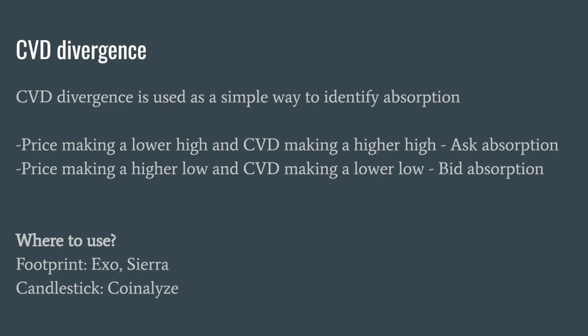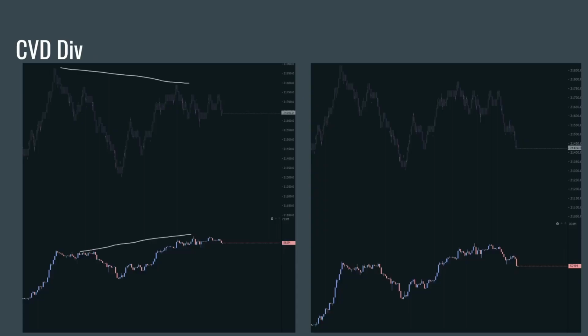Okay, CVD divergence. CVD divergence is basically just a very simple way to identify absorption. So when price is making a lower high and CVD is making a higher high, that's showing us that the ask is absorbing. And when price is making a higher low, and CVD is making a lower low, it's showing us that the bid is absorbing. We can easily gain access to these tools in a couple different areas: Exo, Sierra, and Coinwise.